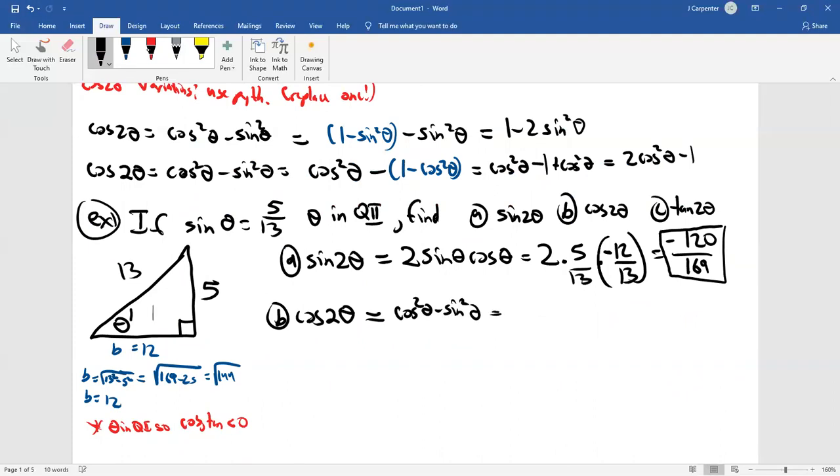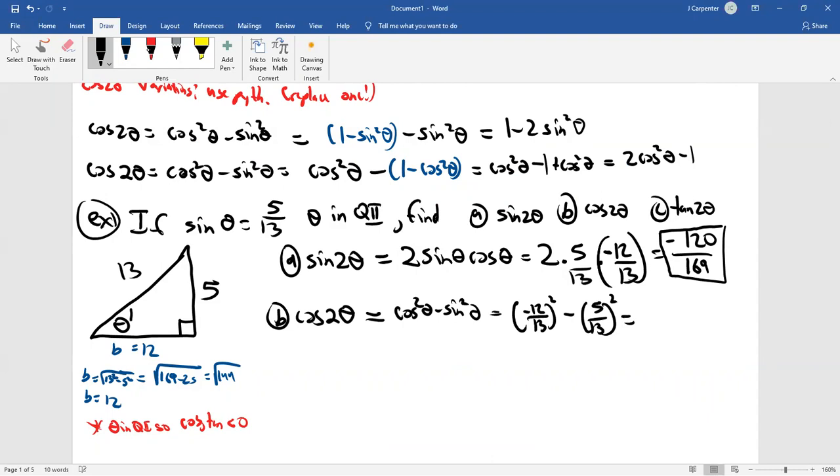We already know what the cosines and sines are. We just did them. Sine was 5/13. Cosine was negative 12/13. Again, negative because quadrant 2. So if you're squaring cosine, you just get negative 12 over 13 squared. And minus, square the sine one. Sine was 5/13, so 5 over 13 squared.